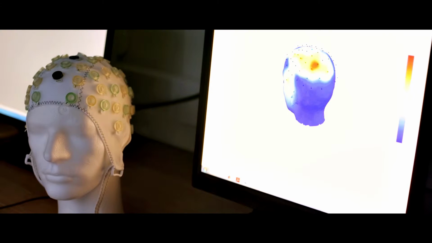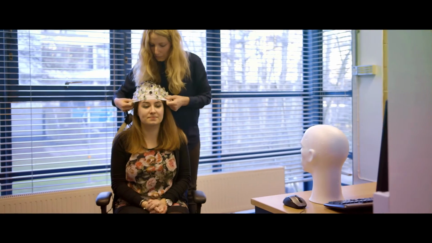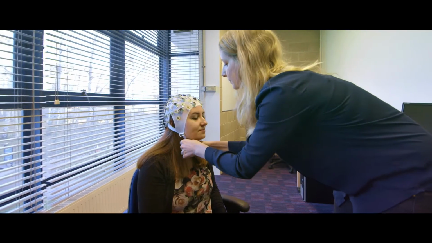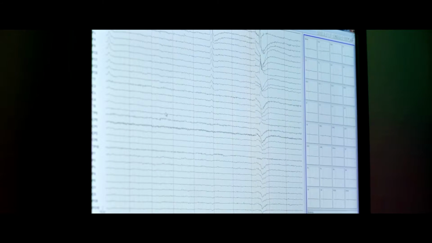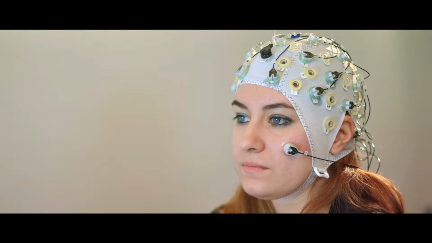So we have a brand new high-density EEG system. EEG stands for electroencephalography, and it measures neural activity as it occurs in real time. So it measures the electrical activity of the brain. Here we are able to record from about 64 electrodes at a time. It's a technique that's quite convenient because it's really the possibility to access brain activity as it occurs.